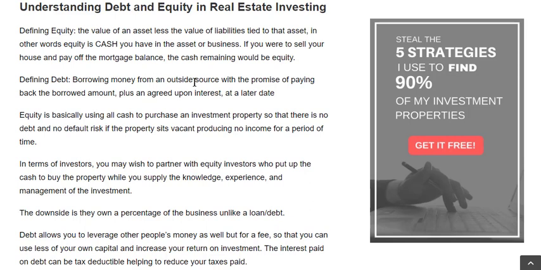So debt is borrowing money from an outside source with the promise of paying back the borrowed amount, plus typically an agreed-upon interest. So not all debt is free debt. If it was, more people would be taking on debt because it's free. But normally there are interest rates involved. You have to pay back the debt plus interest, so it costs you money to borrow.